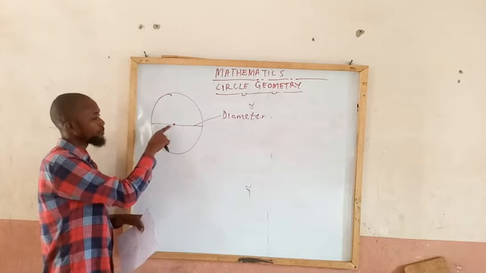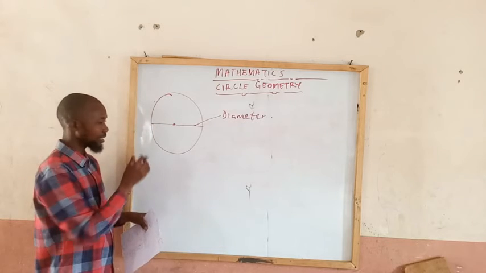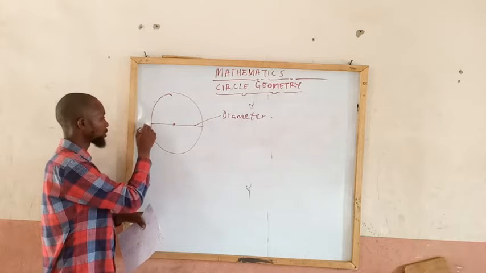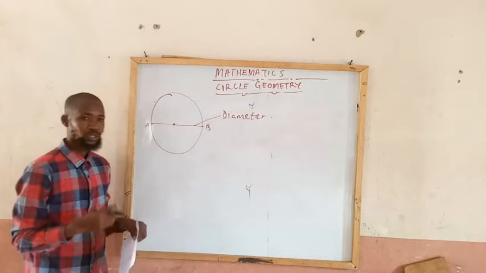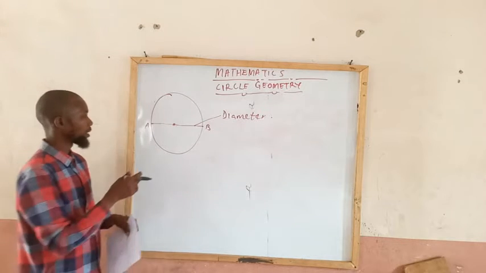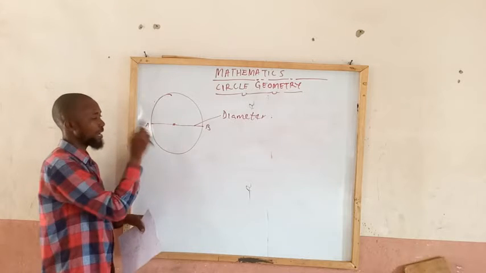We go to the two endpoints of this line called the diameter. This is one endpoint, we can call this point A. This is another endpoint, which we can refer to as point B. Now, to form an angle at the circumference.